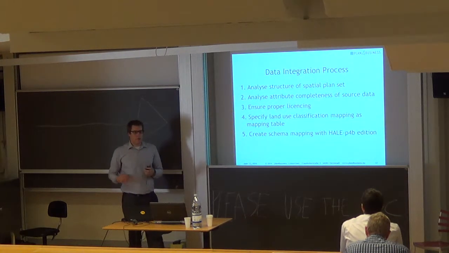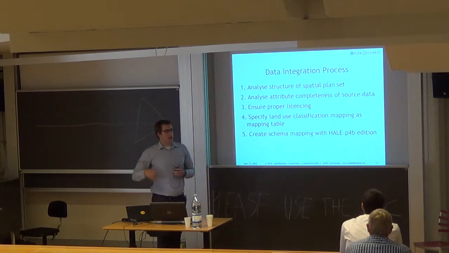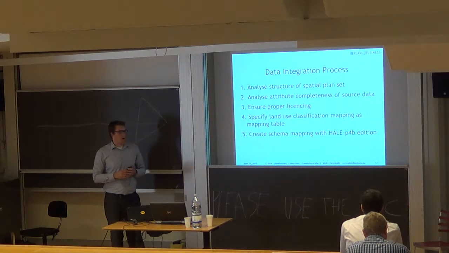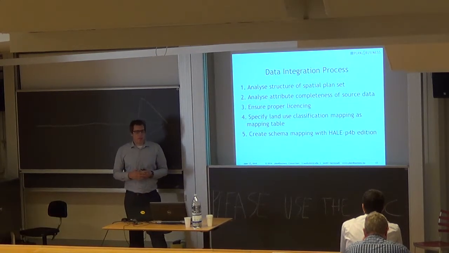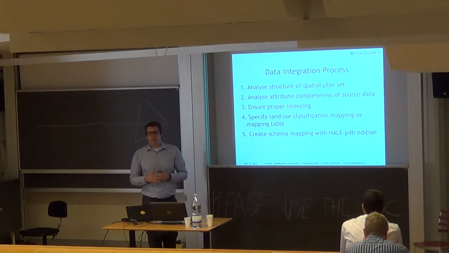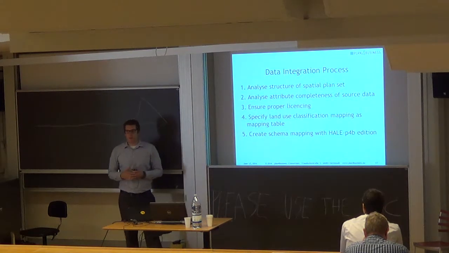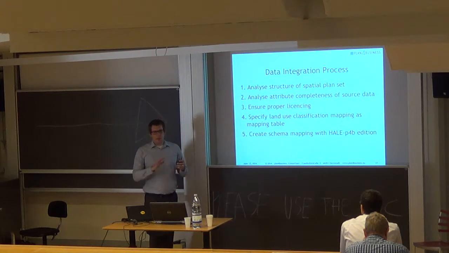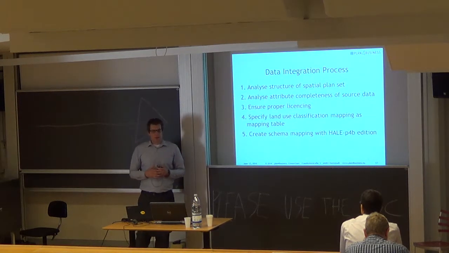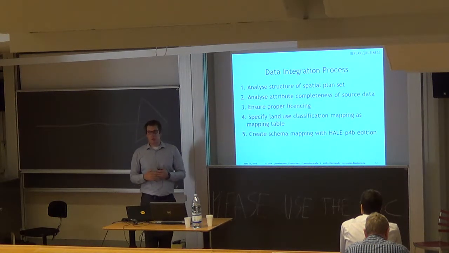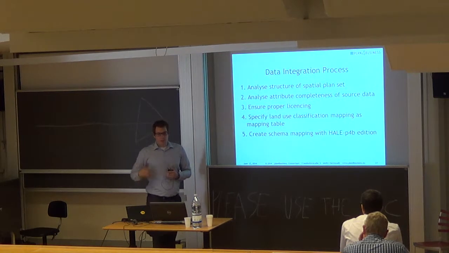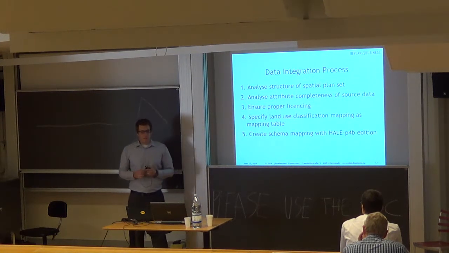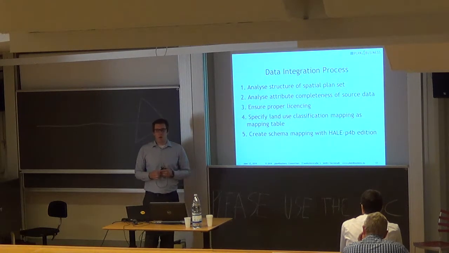And then the summary of the data integration process, what we did in the project again and again for the plan integration. As mentioned at the start, we of course had to analyze the structure of the spatial plan data set. We needed to identify the completeness of the source data and gather information from secondary documents, such as PDF files, or metadata, HTML websites, where additional information on the source data could be found. Ensure the proper licensing, which we identified was very necessary. Specify the land use classification as a mapping table, and then create the schema mapping with Hale Plan for Business Edition.